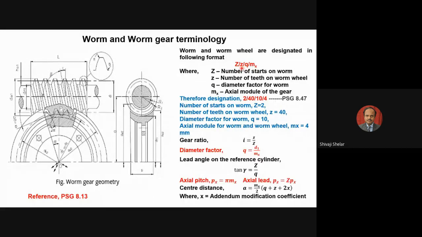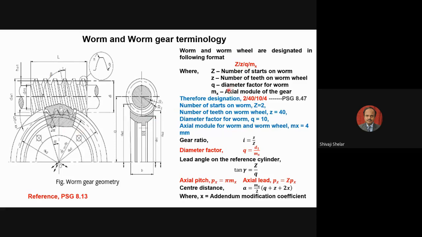Then it is followed by the small z. This small z indicates the number of teeth on the worm wheel. So we have the worm wheel here. On this worm wheel or worm gear, how many teeth are there? Again, there is a standard to be followed for this number of teeth. The standard tables are available in the PSG data book. Standard numbers of teeth are required based on the gear ratio required. So capital Z and small z decide the gear ratio. Small z is the number of teeth on the worm gear or worm wheel.